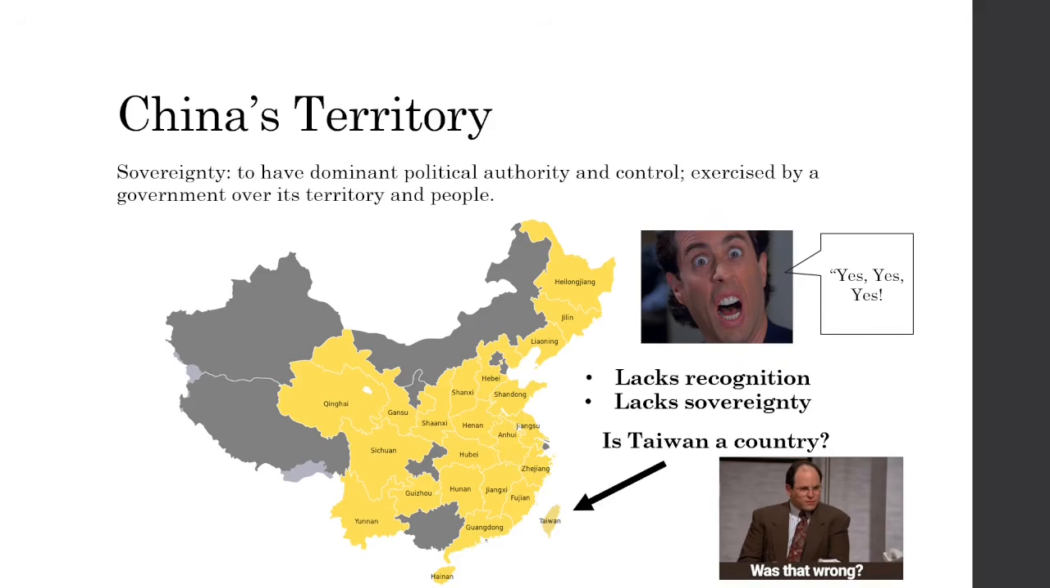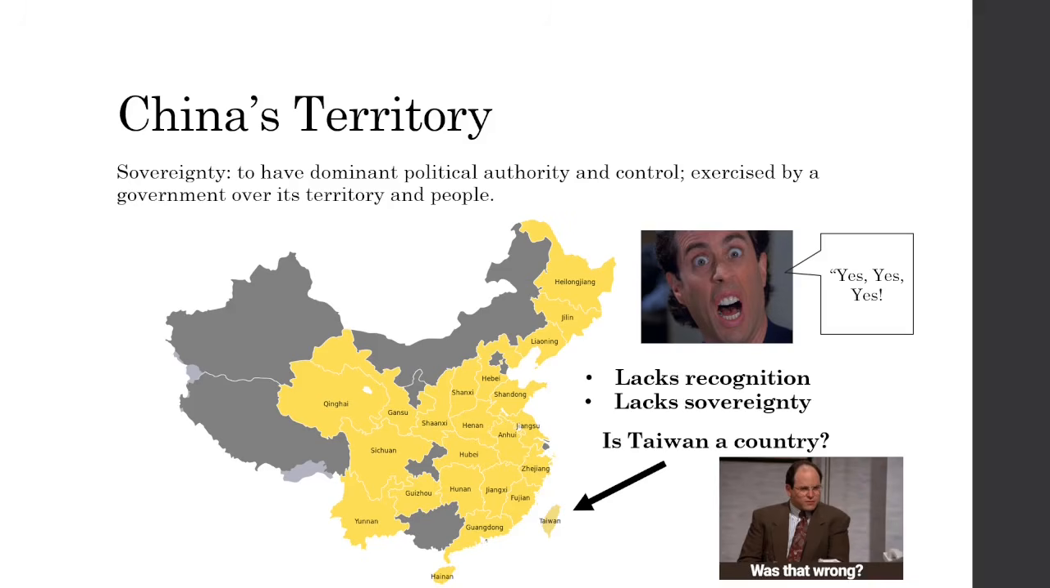So sovereignty, as I discussed earlier, is that it has to have dominant political authority and control over their internal processes and foreign policy. And this is exercised by a government over its territory and its people. So if something has sovereignty over territory, that territory doesn't have its own sovereignty. That's different.